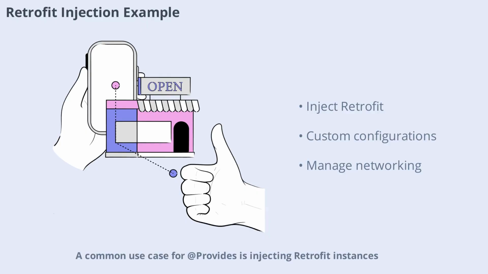A common use case for @Provides is injecting Retrofit instances. By defining a module with @Provides, you can set up Retrofit with custom configurations, such as logging interceptors and client settings. This approach ensures that your networking layer is properly managed and integrated with Hilt, making it easier to maintain and test.